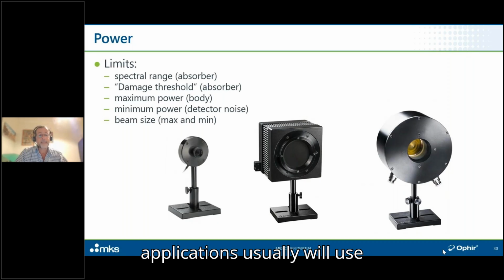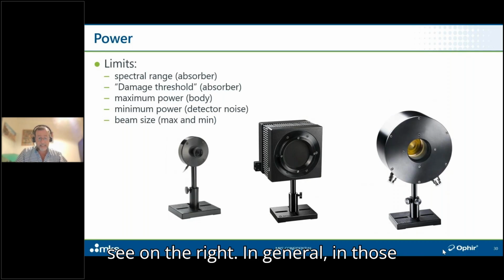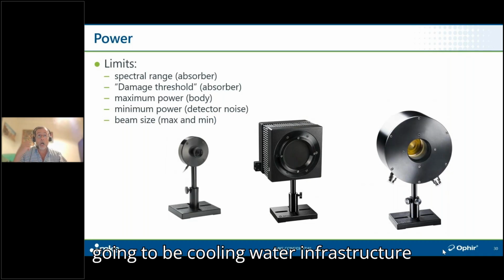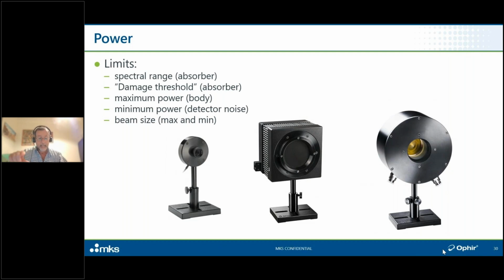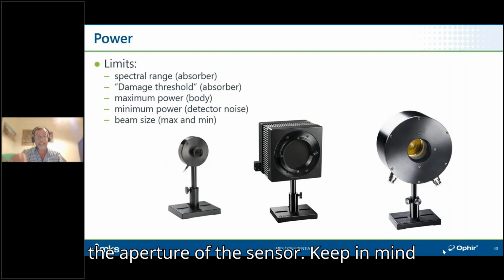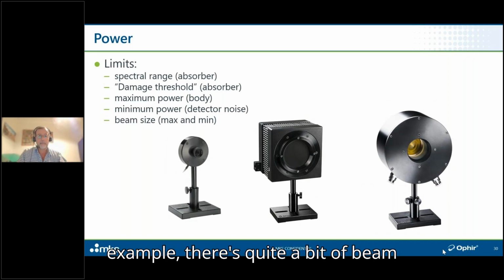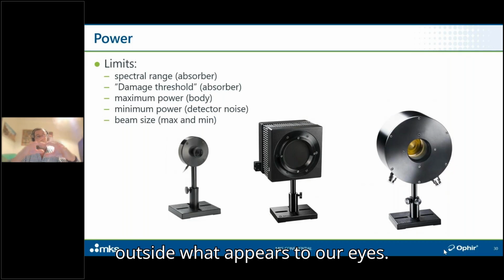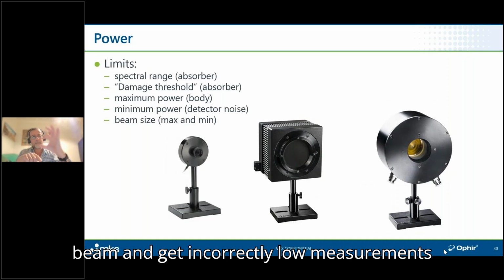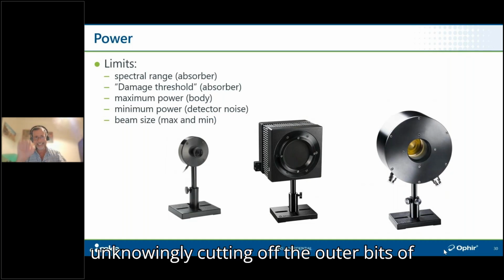Maximum beam size obviously is limited by the aperture of the sensor. Keep in mind though that it's not always quite as simple as that. For a Gaussian beam, for example, there's quite a bit of beam outside what appears to our eyes as the beam's outer limits. We don't want to unknowingly cut off outer wings of the beam and get incorrectly low measurements and not even know about it. That's an effect that we call vignetting, unknowingly cutting off the outer bits of a beam because we thought that the beam was this big. But as a former colleague of mine once said, talking about the outer limits of a beam is kind of like talking about the outer limits of a cotton ball. It's not a clearly drawn line.